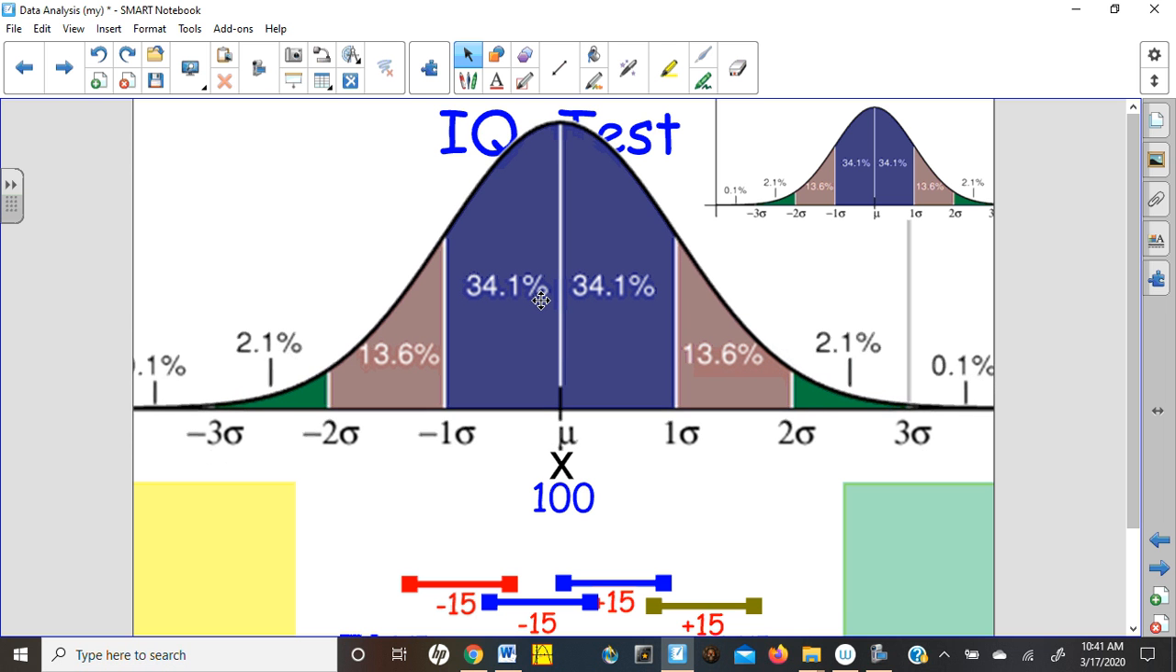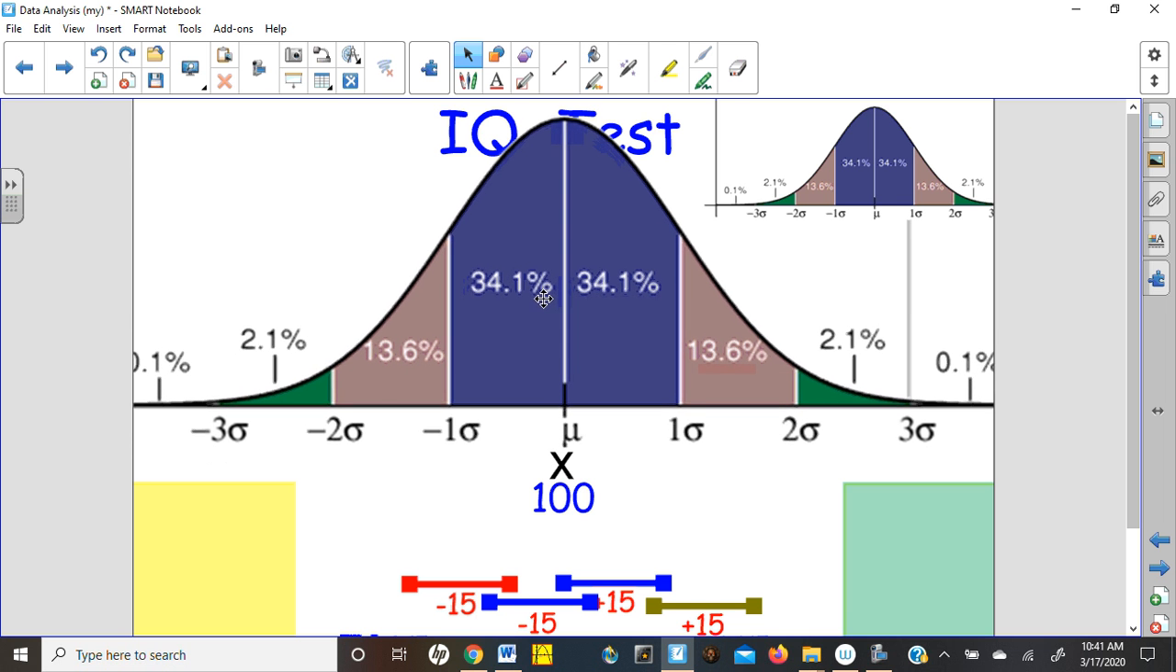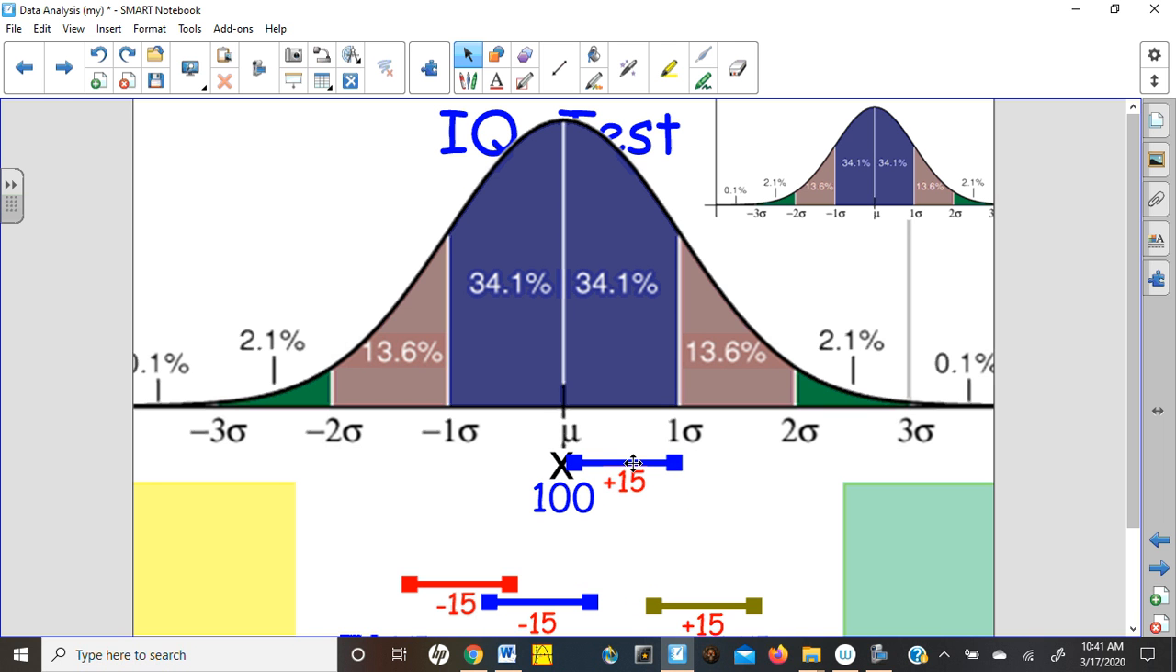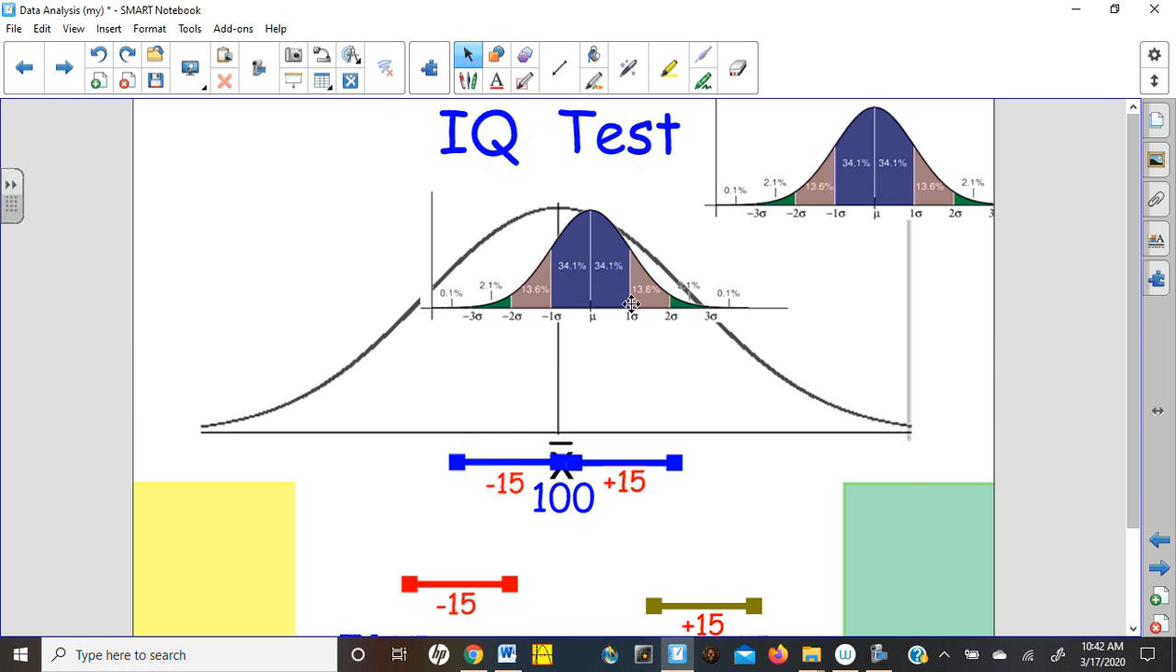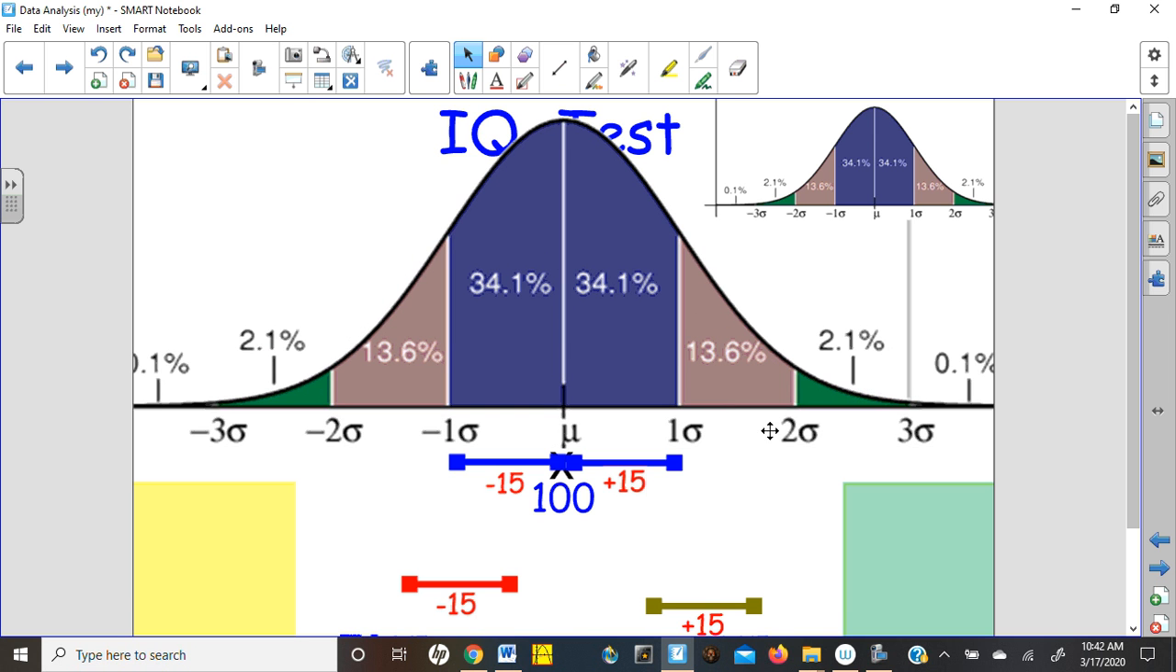And usually they were scaled at 100 for the mean, with a standard deviation of 15. So that means within plus 15 and minus 15. So 100 plus 15 would be 115, and 100 minus 15 would be 85. So between 85 and 115, 68%, or over 2/3 of the entire population, had an IQ within that range.